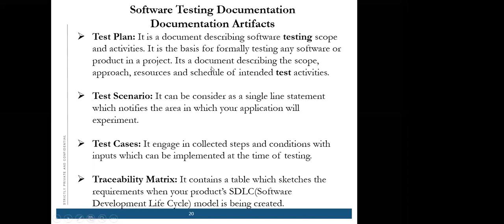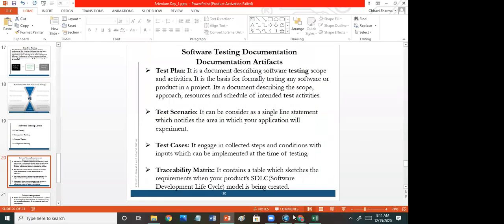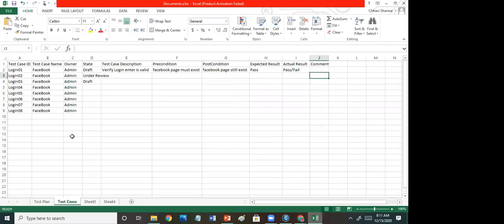Okay, so this is a document which describes the scope and approach and resources and schedule, and also how the environment you will set up, and what's the entry criteria of your project, what is the exit criteria of the project. So all these things come under the test plan. Okay, so how is this created?